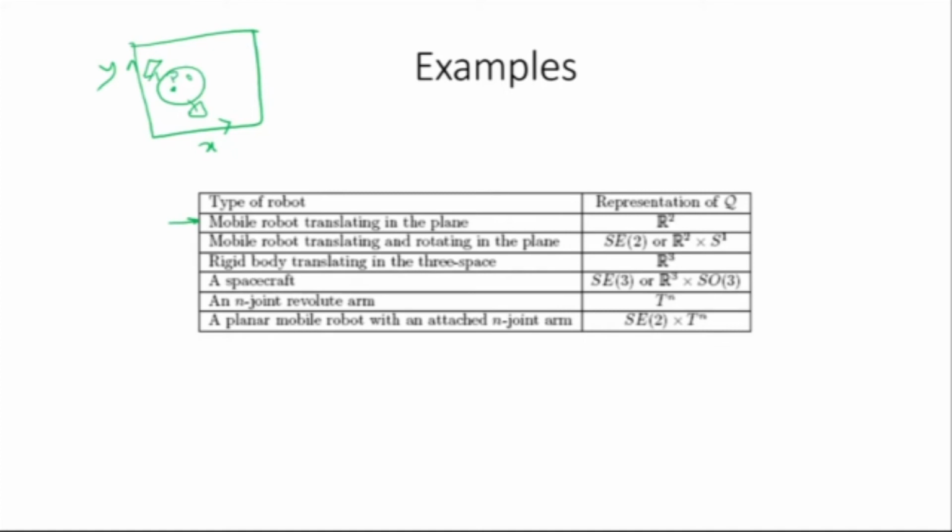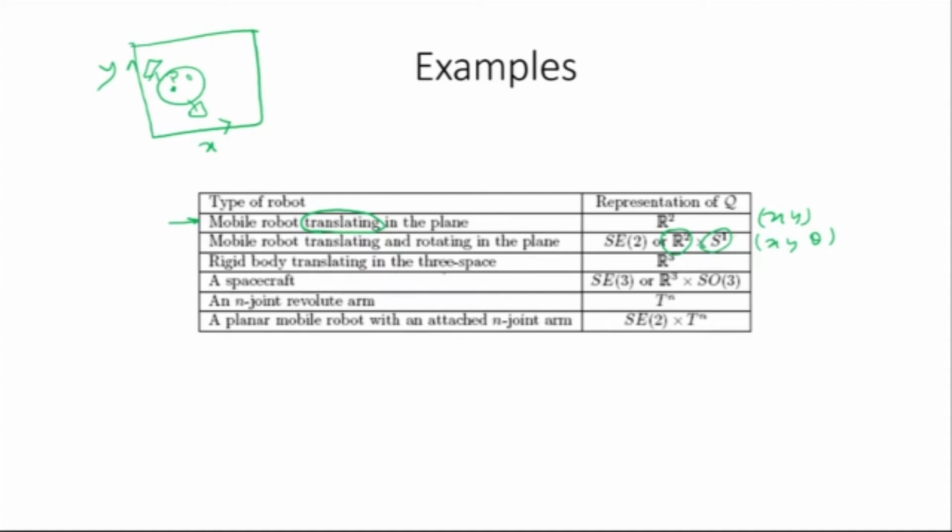Now it can only translate. It is only translating in a plane. So this point is translating. It cannot rotate. In that case, the degree of freedom is 2. So only x and y. Now a mobile robot translating and rotating in a plane. So it is 3. So x, y, and theta. So there is an R2, which is x and y in Cartesian space, and S1, which is one rotation.